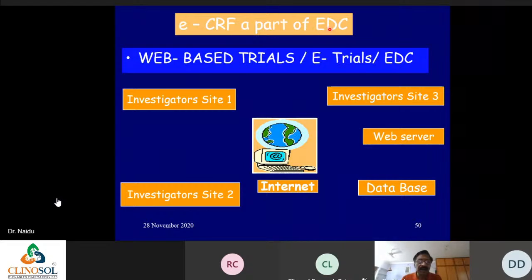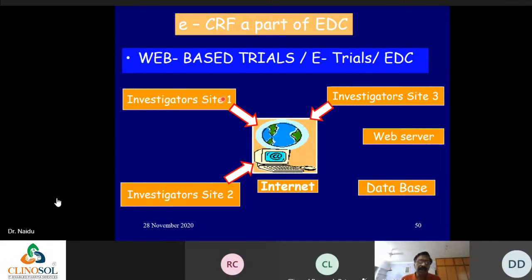This is always web-based. Many people are now going to the electronic database in clinical trials. So they have got 3 clinical sites. One is investigator number 1, there is investigator number 2, there is investigator number 3.